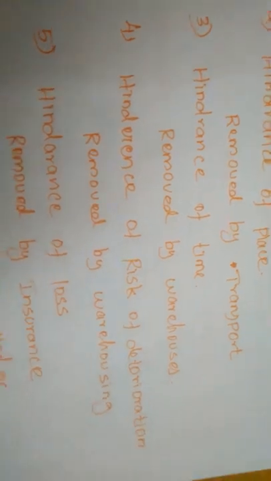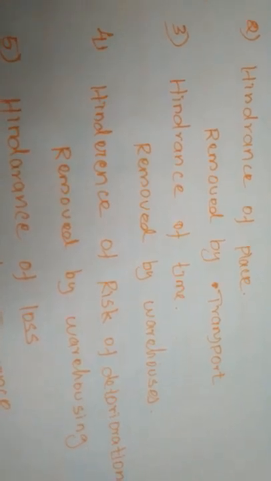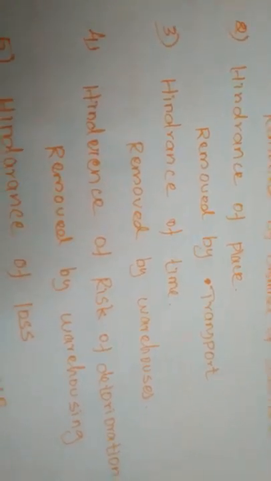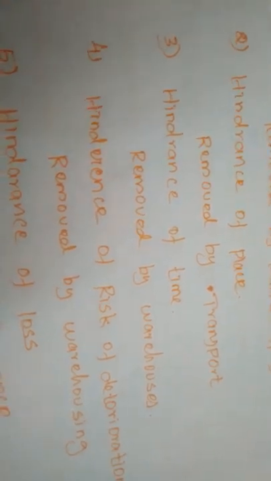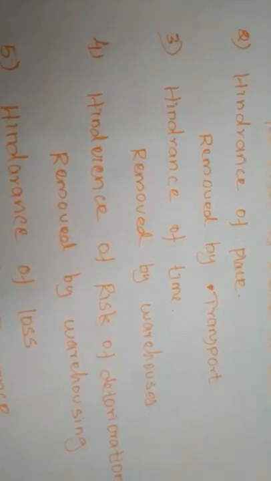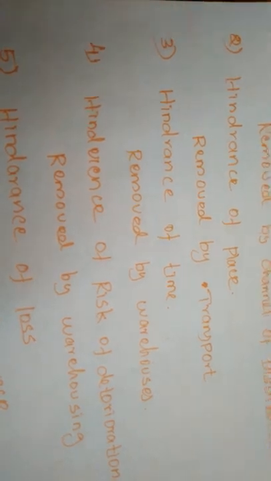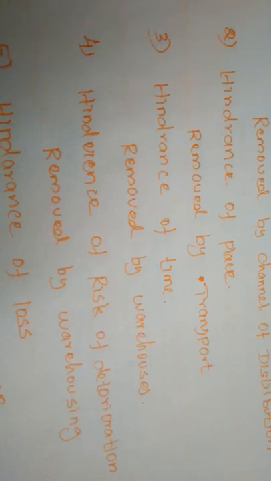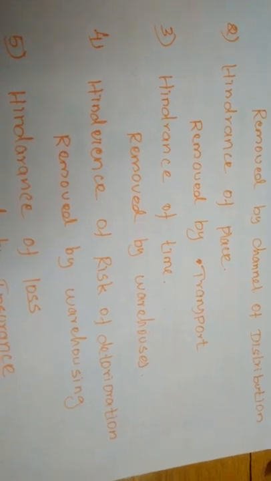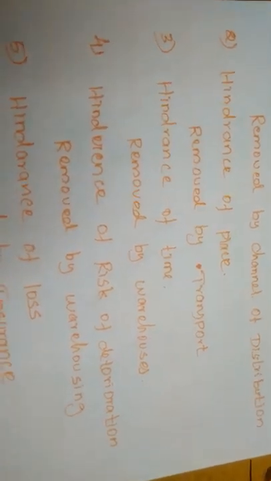Okay, next, the hindrance of time. Hindrance of time means the consumer always wants to consume any one of the products when they have money, time and willingness. But the producers do not produce those commodities according to the consumer's willingness and when they have money. So the producers always produce by anticipation, as per the demand for the commodities. Anticipation means suppose the producers know when the demand for one commodity will arise. On the basis of the demand for that commodity, the producer will produce it.